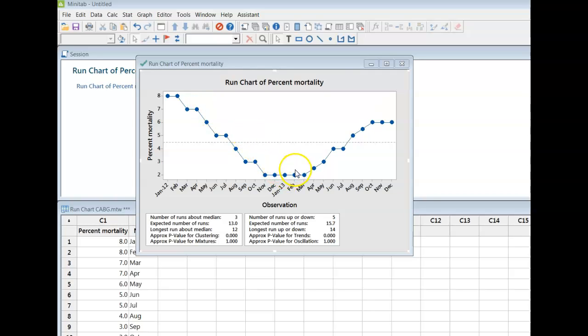If these data were steady and predictable, we should be able to see a clustering up and then another one down and another one up and another one down, etc. And we are not seeing that here. So that does tell us that there's an issue here that would require further investigation.